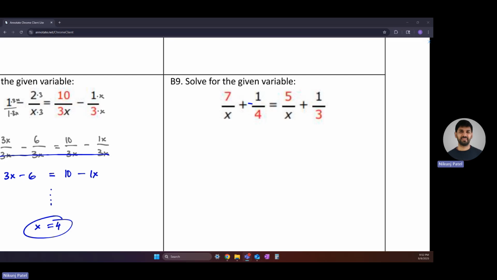All right, let's look at this next example. We've got some x's and then a 4 and a 3, so it looks like what 4 and 3 have in common is a 12. So let's see if we can turn them all into 12 and then x, 12x.